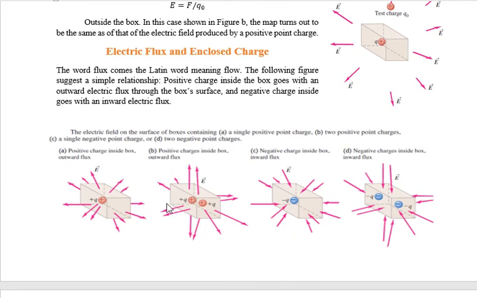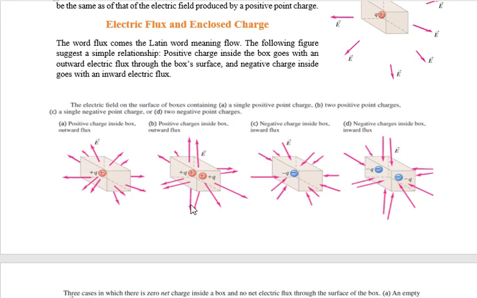Since meron tayong assumed na Gaussian surface, ibig sabihin nun, meron tayong electric flux on that Gaussian surface. Now, the question is, what do you mean by electric flux pala? Sir, what do you mean by electric flux? Bakit pag meron tayong Gaussian surface, meron tayong electric flux? Okay, so ganito yan.